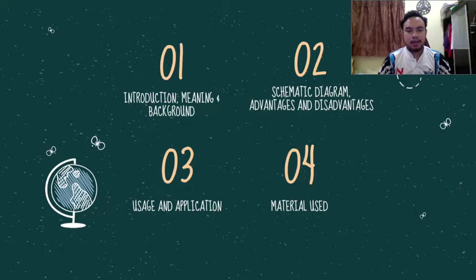So we divided our topics into 4 sections. The first one is introduction, meaning and background, which I will explain later. Secondly, schematic diagram, advantages and disadvantages. The third one is usage and application. Lastly is the material used.